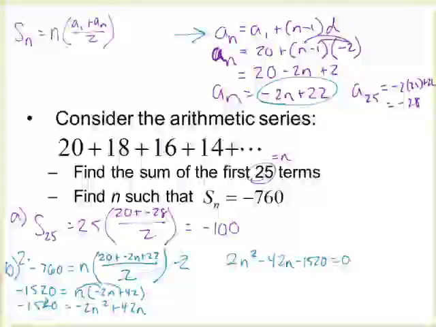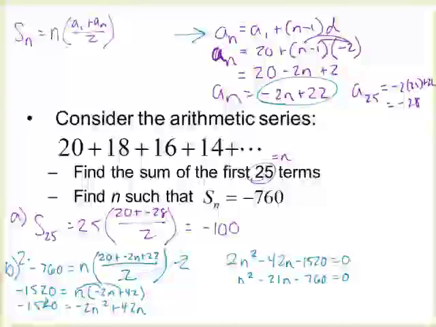You can go either way. I just like to have the positive n squared. What do you notice about all the numbers? They're all divisible by 2. So we're going to divide them by 2 because that gives us smaller numbers to work with.